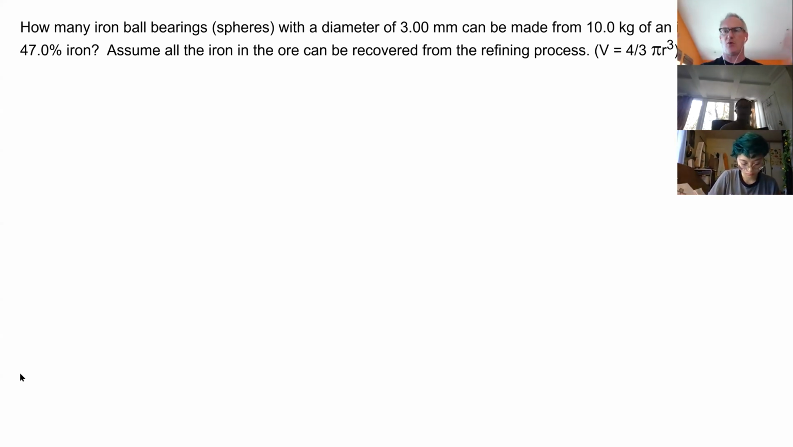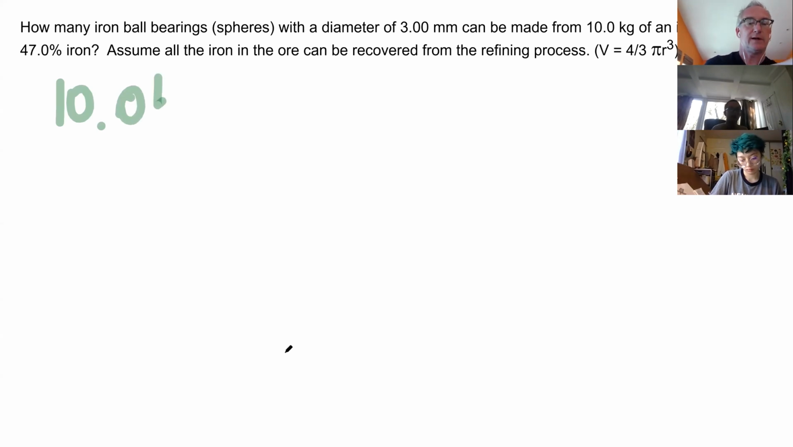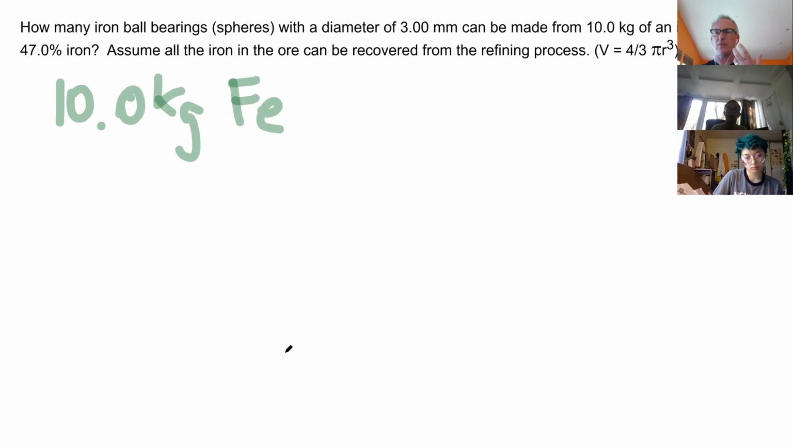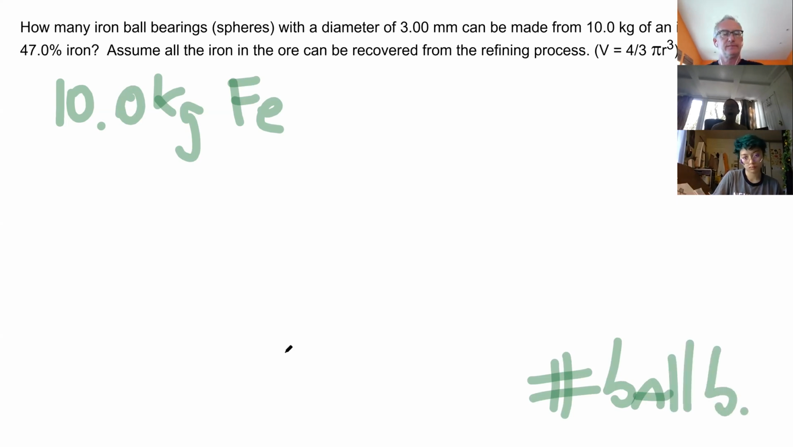Why don't we just do this one then? This has got a lot going on, so we'll do this one together. So again, when you get a question like this, write down the information that you're given. So I have 10.0 kilograms of iron. And what answer do I want? I want the number of ball bearings at the end. So I need to go from kilograms of iron to ball bearings. How am I going to do that?